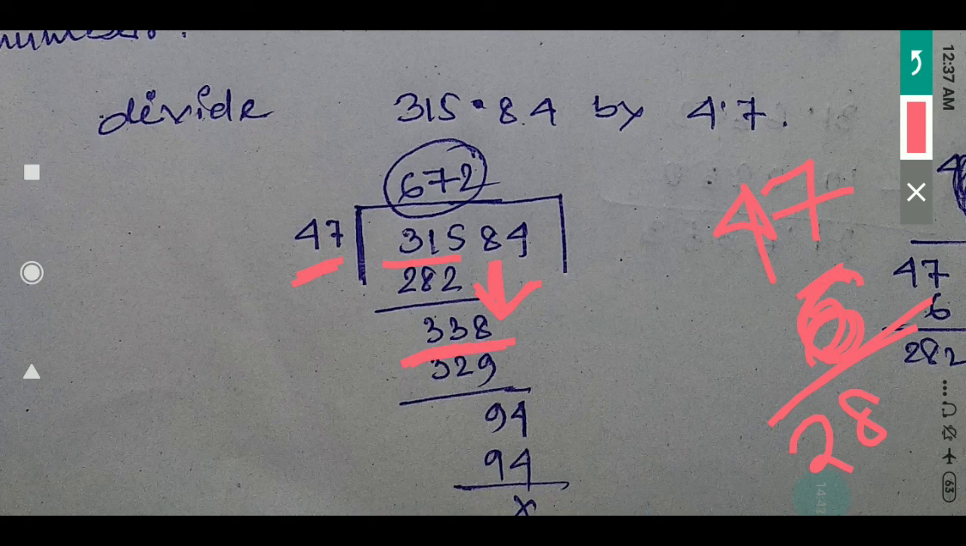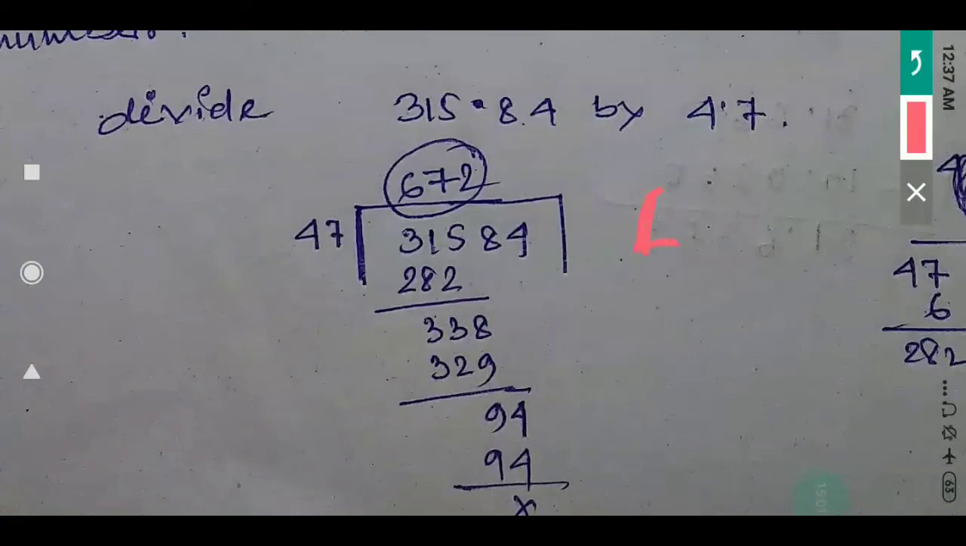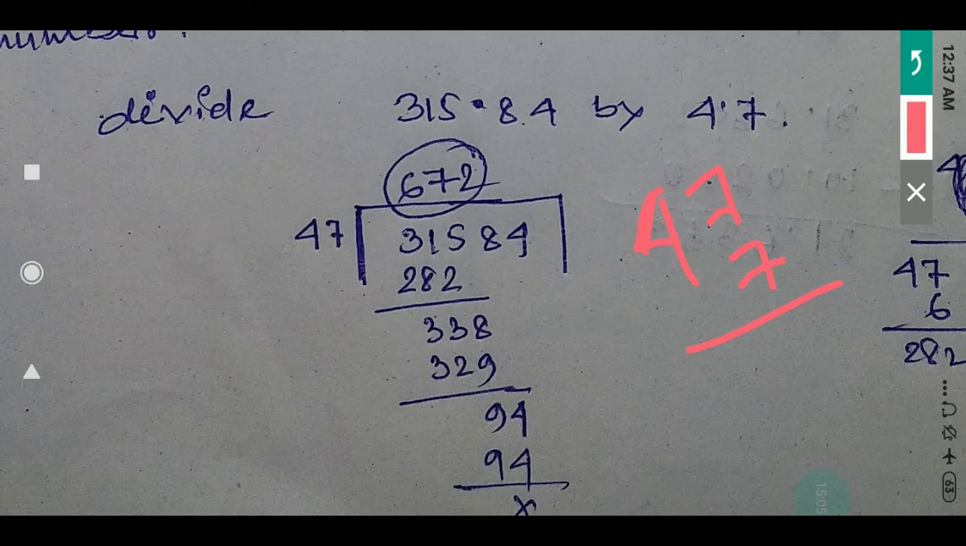Now previously by multiplying 47 with 6, you have got how much? 282. Now I need 338. So at that time, that means we have to take something bigger than 6. So let's take 7. So 47 into 7, if you take, you will get how much? 329. So now do the subtraction. If you do the subtraction, you will get 9 here.